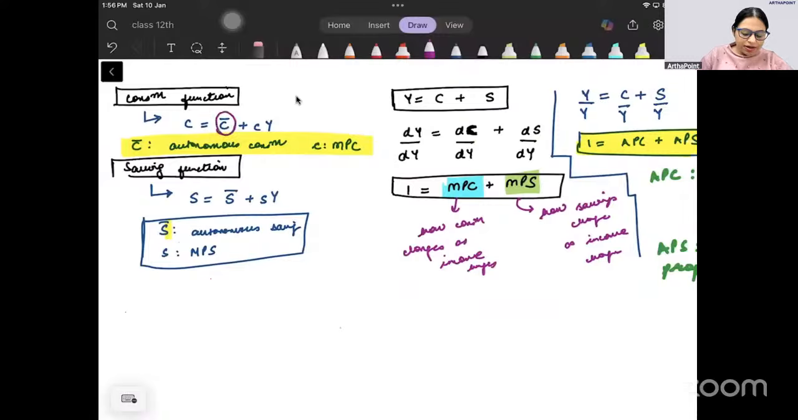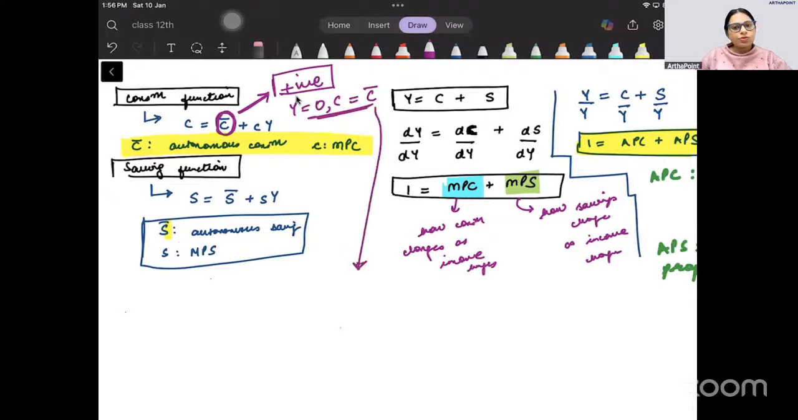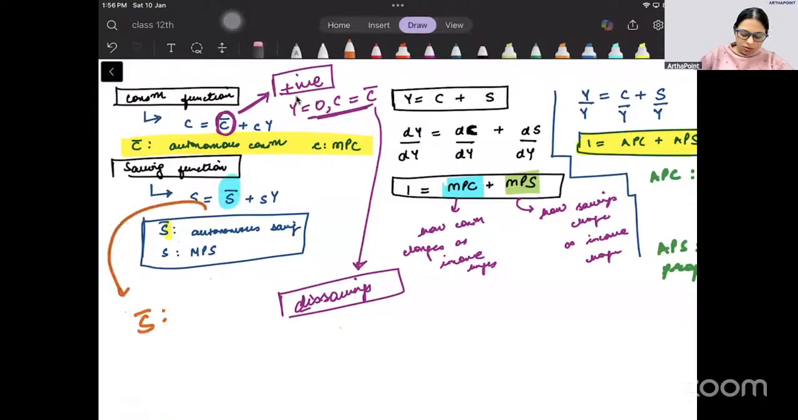Okay. When we talk about the consumption function, this C bar will be positive. That means when my income is 0, my consumption will be positive. And how will consumption take place if income is 0? From savings. So when my income is 0, since I am consuming from my old savings, we can say that this S bar will be negative.